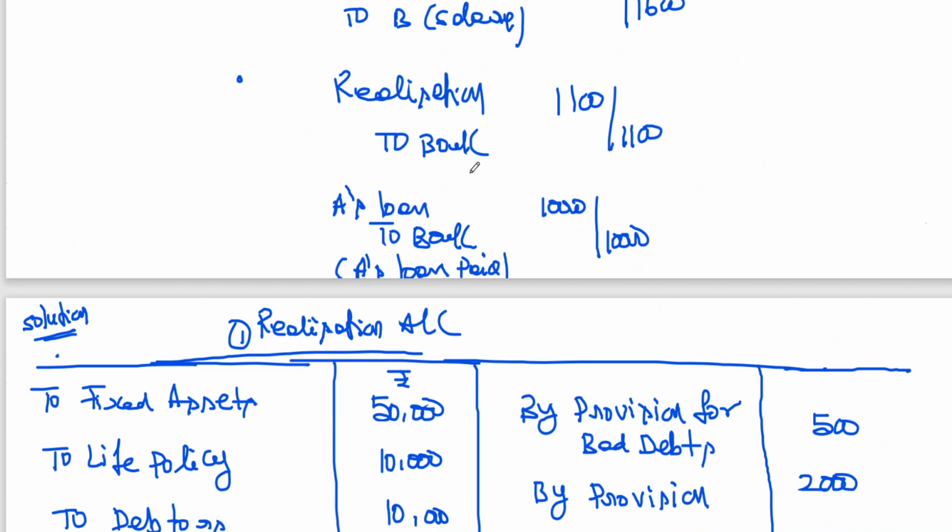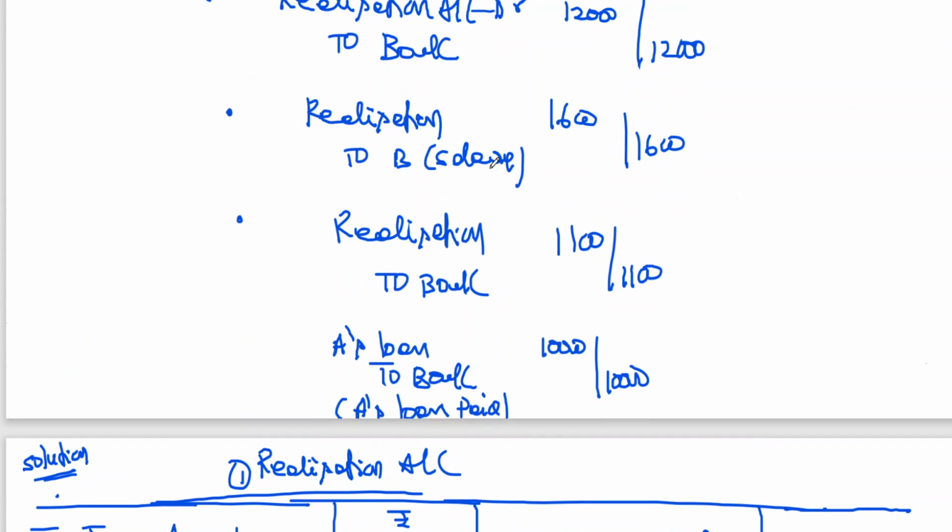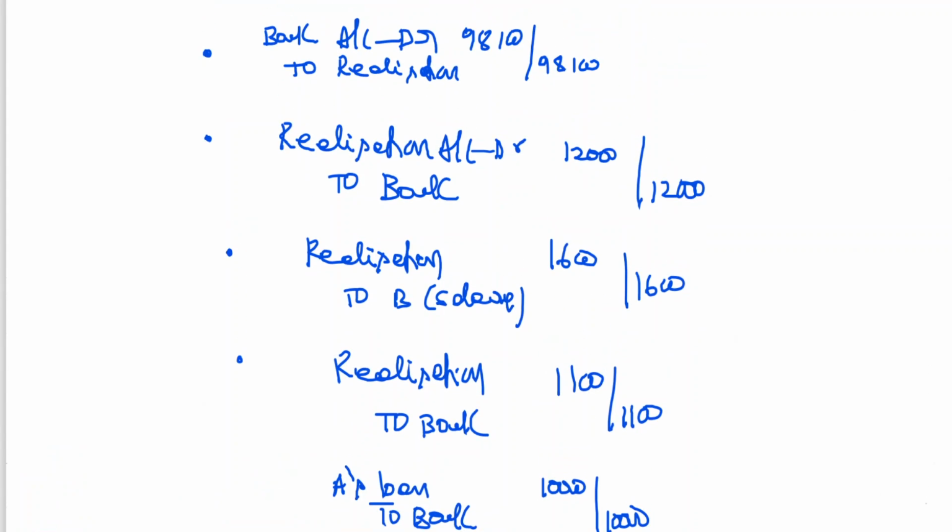Then realization, this also completed. This is completed. This is completed. Realization to B's salary, realization to bank. These two are for realization expenses, no? And this is already completed. A's loan to bank I've already given. Because A's loan shows a credit balance, I've closed it by debiting A's loan and crediting bank. This entry I've already posted. Since he's not asking to open A's loan account, I have not opened it. Even if you open A's loan account, there is no problem, but unnecessarily don't waste time. Only three important ledger accounts we are supposed to open: realization account, partners' capital account, and bank account. Okay. Now this entry is complete. Now I should write realization to B, realization to bank.